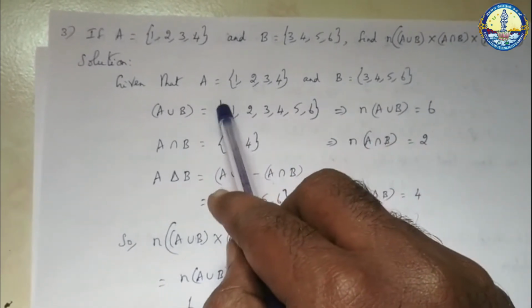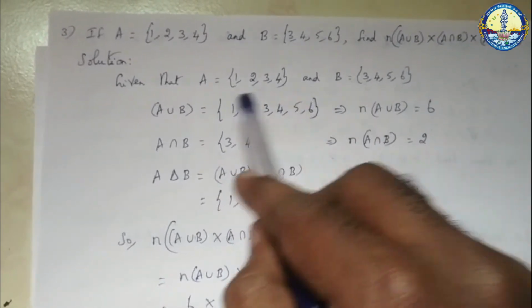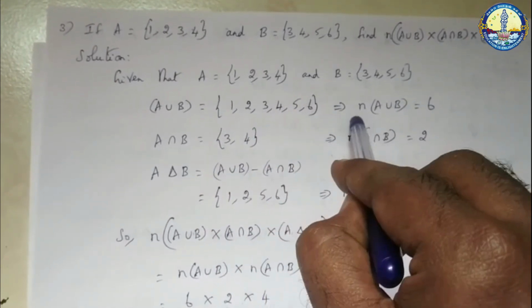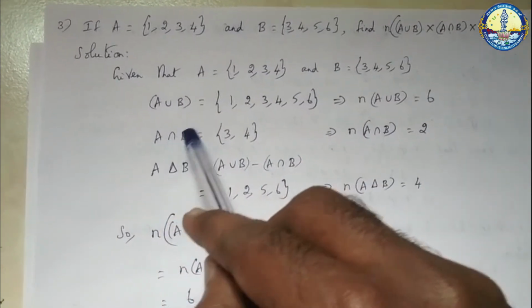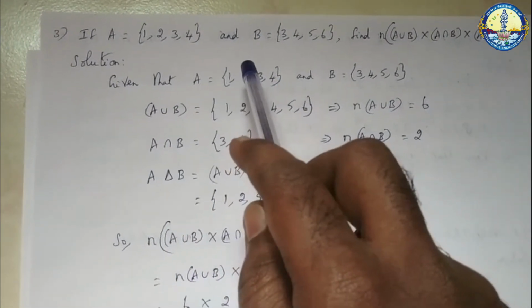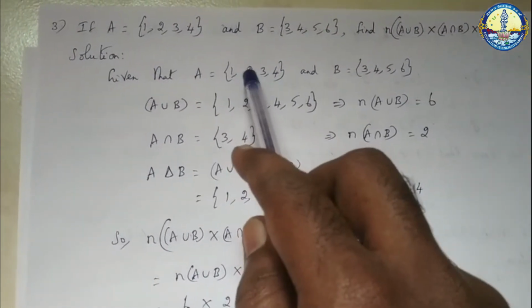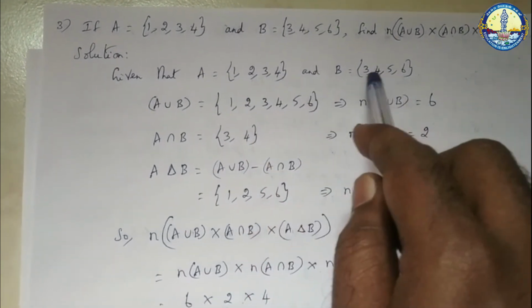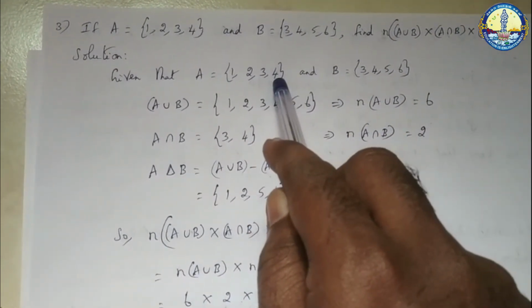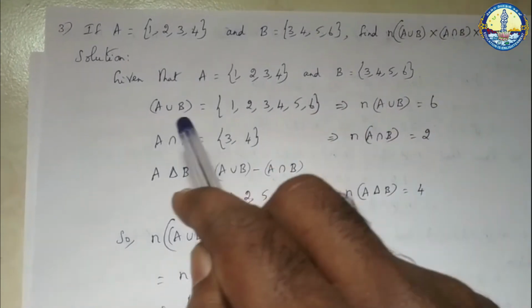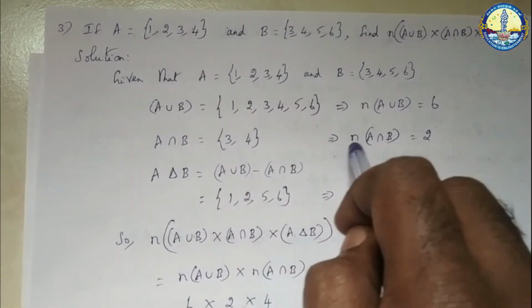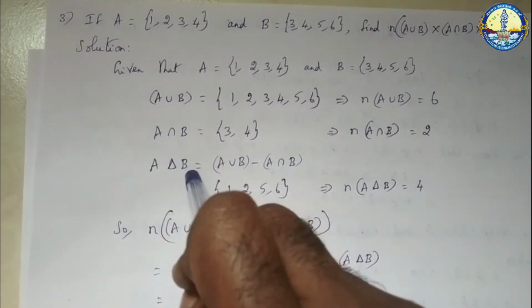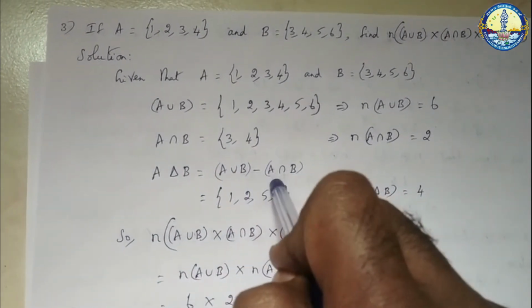So A union B is {1, 2, 3, 4, 5, 6}. n of A union B means 6, so it has total 6 elements. A intersection B means the elements common to both A and B. Common to both means 3 and 4, because 3 and 4 are present in A as well as B. So A intersection B is {3, 4}. So the number of elements is 2. So n of A intersection B equals 2. So A triangle B means A union B minus A intersection B.